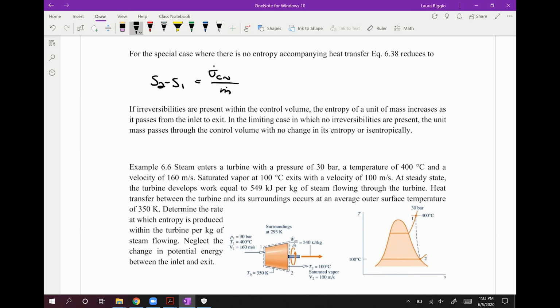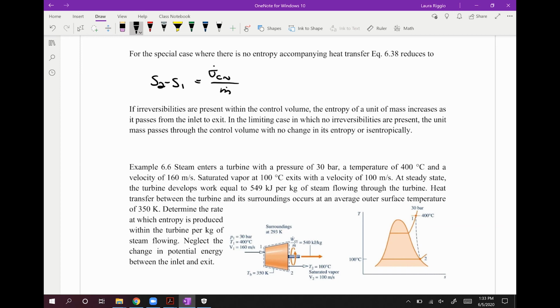If irreversibilities are present within the control volume, the entropy of a unit mass increases as it passes from the inlet to the outlet. In the limiting case in which there are no irreversibilities present, the unit mass passes through the control volume with no change in its entropy, so it behaves isentropically.